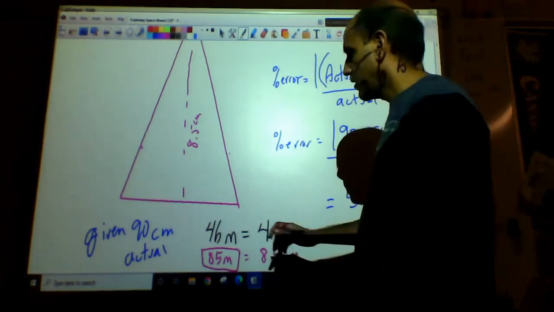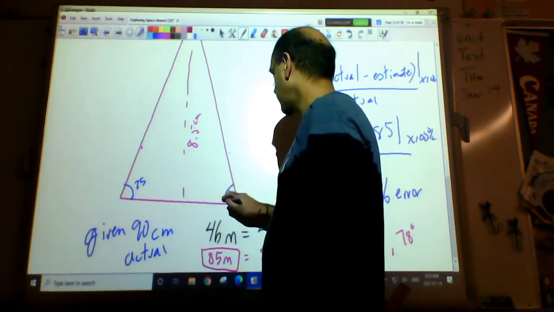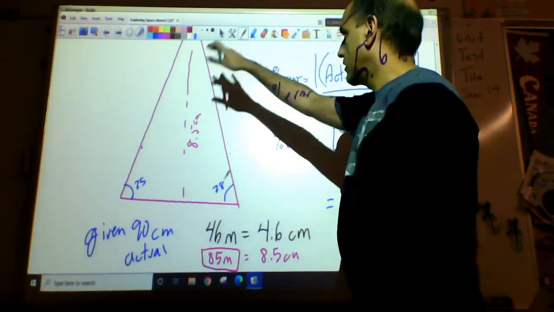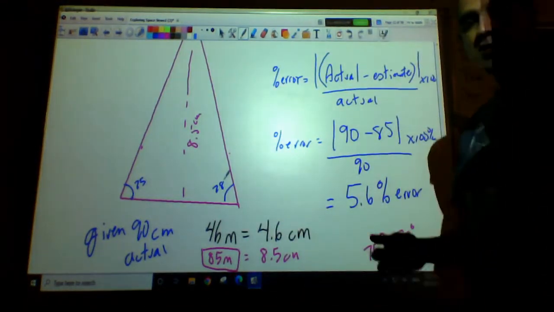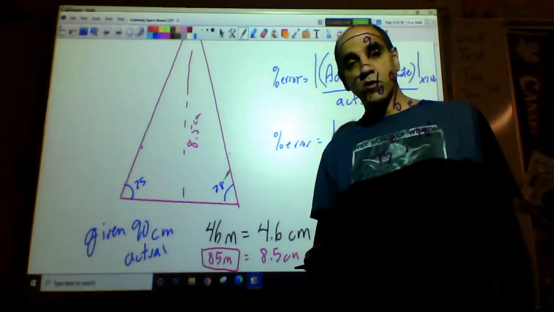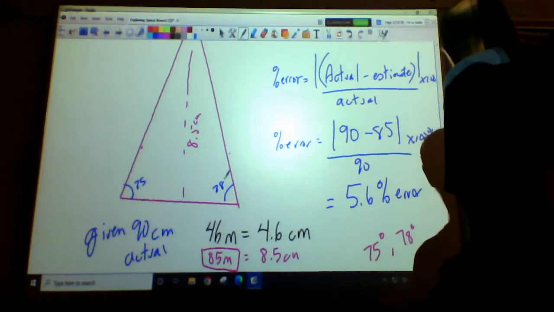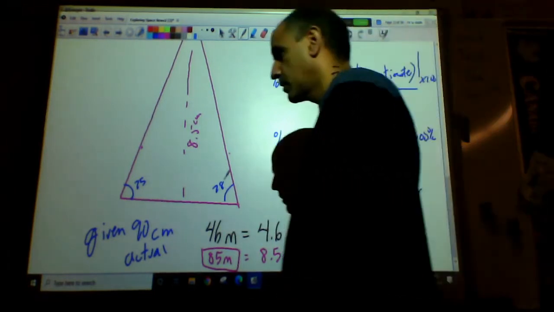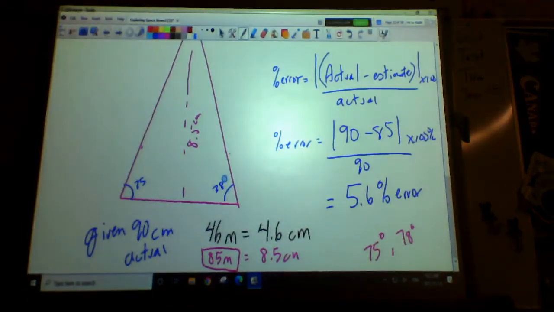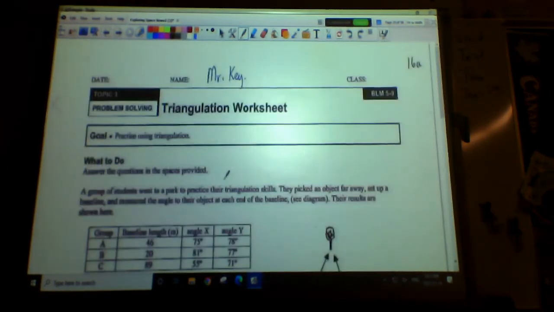Okay, so you can see, you have your baseline, you have your two angles. That one was 75, that one was 78. You did your triangle, measured down the center to get how far it is. That's the principal thing we're trying to do. And then percentage error, just something you're going to need for next year. So I figured I would show it to you now so you'd be better prepared. Okay, and then there's assignments for you to do.